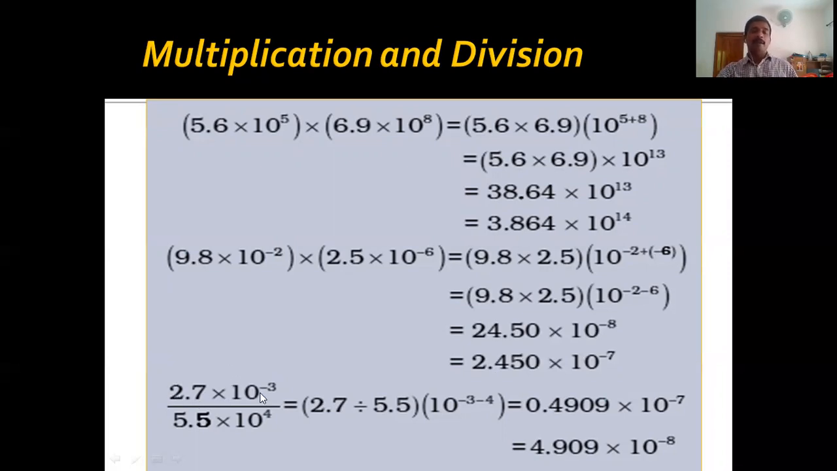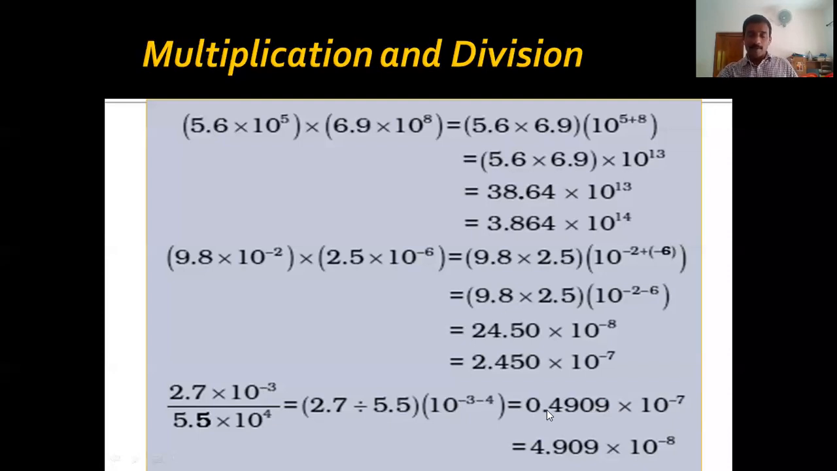2.7 into 10 raised to minus 3 divided by 5.5 into 10 raised to 4. Here, 2.7 divided by 5.5. 10 raised to minus 3 divided by 10 raised to 4 can be written as 10 raised to minus 3 minus 4. And this value is 0.4909 into 10 raised to minus 7.